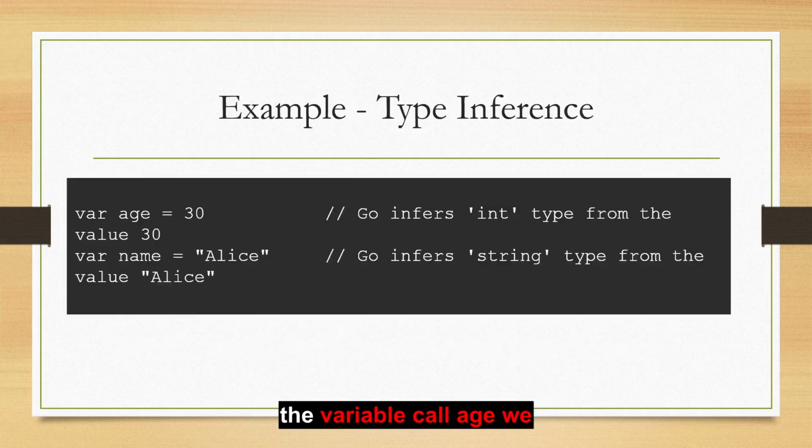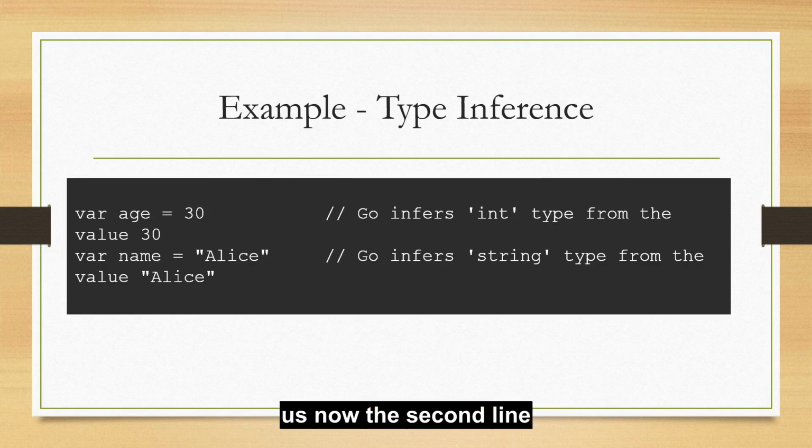So creating the variable called age, we did not write the type like integer, but Go is smart enough to guess it from the value. Since 30 is a whole number, Go says, alright, this must be an integer. This is called type inference. Go is inferring the type for us.